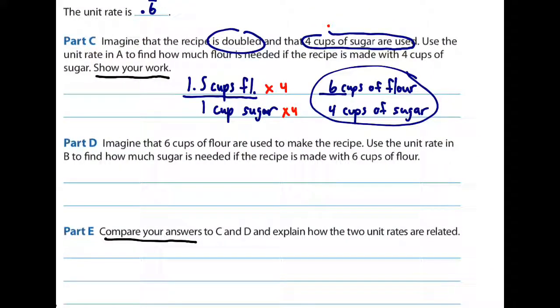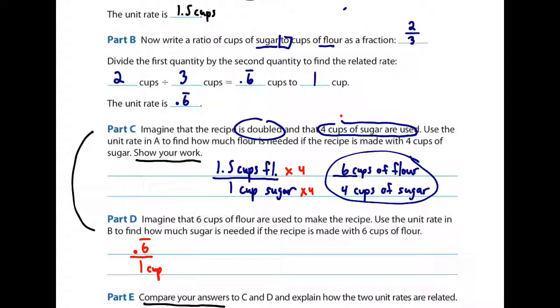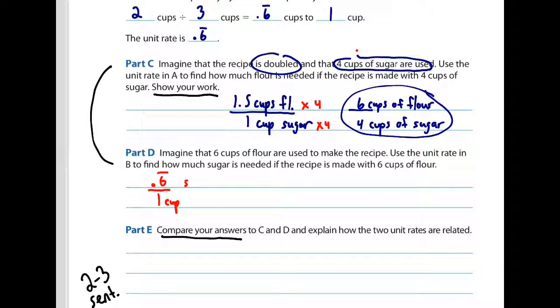All right? So now we're going to go down to part D. Imagine that 6 cups of flour are used to make the recipe. Use the unit rate in B to find out how much sugar is needed if the recipe is made with 6 cups of flour. So in this one, remember the unit rate was 0.6 repeating over 1 cup, right? But this time it says, and let me make sure I have that. That was cups of flour or cups of sugar. So this is sugar. And this is flour. Okay?